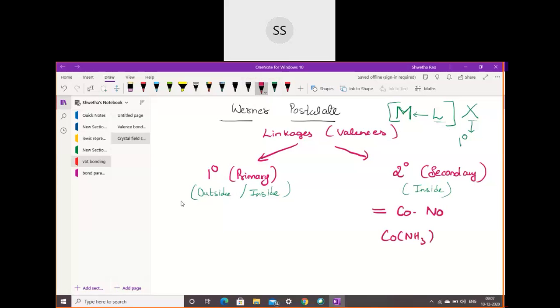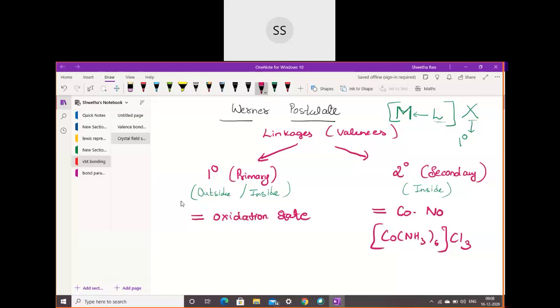For example, in this case, Co(NH3)6 Cl3. You can see the cobalt metal is attached with 6 ammonia ligands, so the coordination number will be 6. That itself is the secondary valency. But the primary valency, remember, is always equal to the oxidation state of the metal.